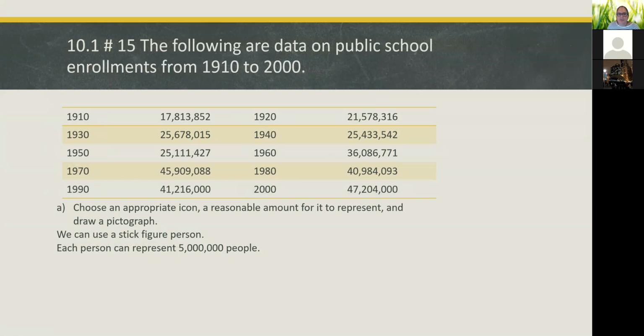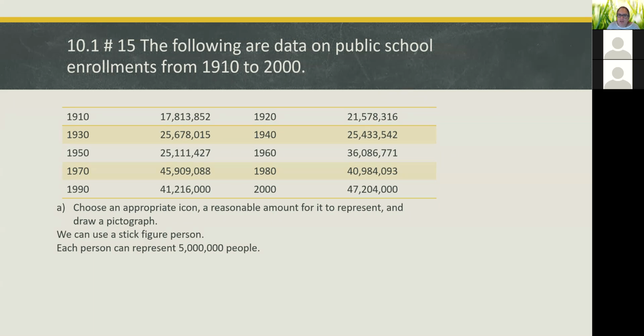Okay, and then number 15, it says the following are data on public school enrollments. So in 1910, there was almost 18 million students. In 1920, there was about 21.5 million, all the way to 2000, where there's 47 million or so. And part A says, choose an appropriate icon, a reasonable amount for it to represent, and draw a pictograph.